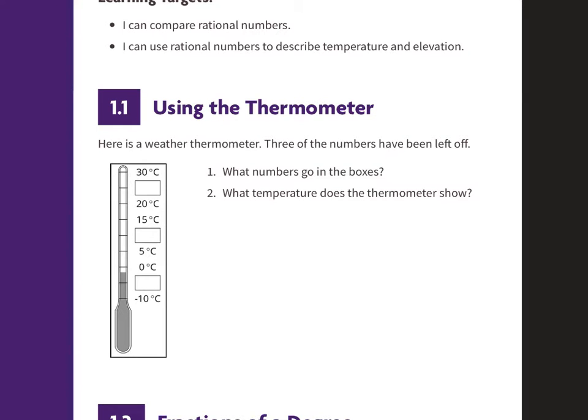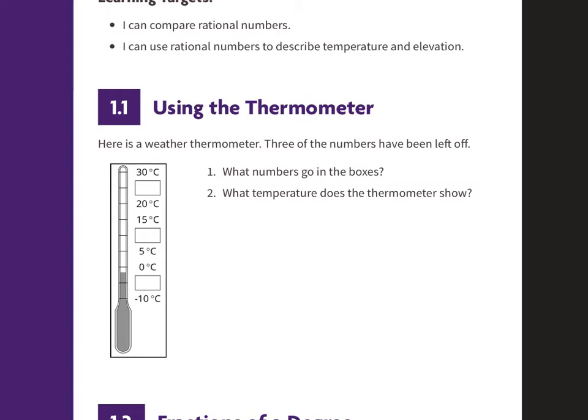Hey guys, here we are for lesson number 1 on Unit 5, rational numbers. The first part of Unit 5 is all about positive and negative numbers, and we're talking about that today. So we're on page 7 in our book. The I can statement is I can use rational numbers to describe temperature and elevation.